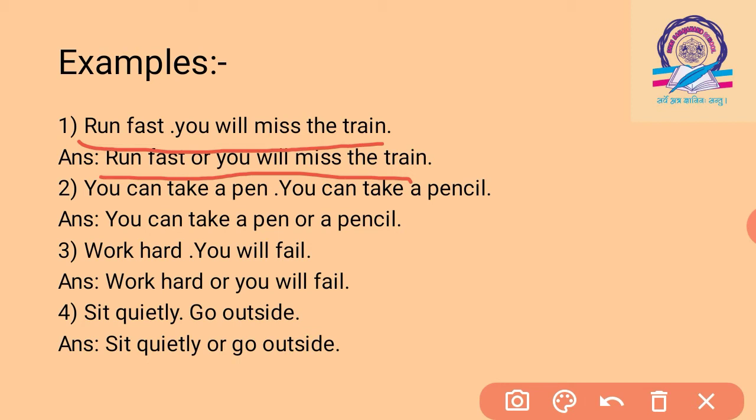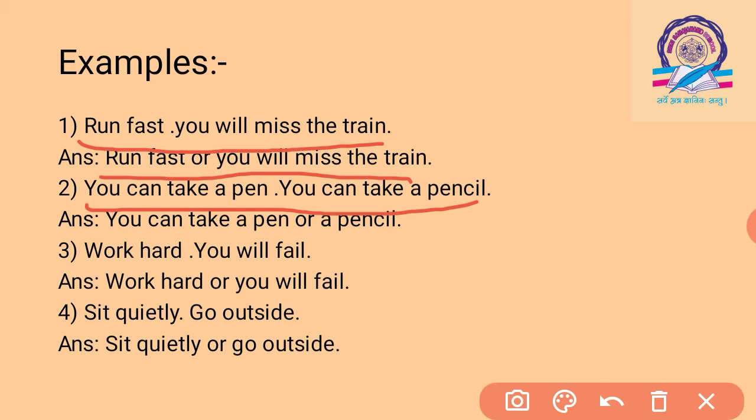Like the second example: you can take a pen or you can take a pencil here. So you have two choices here, what you want, a pen or a pencil. You can take only one thing out of two things here. So whatever you like, you have the choice.